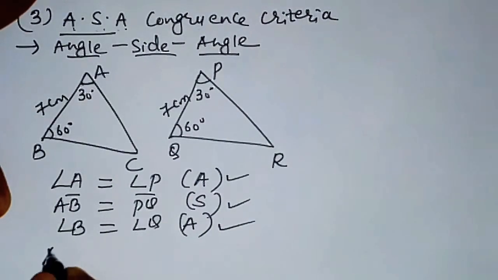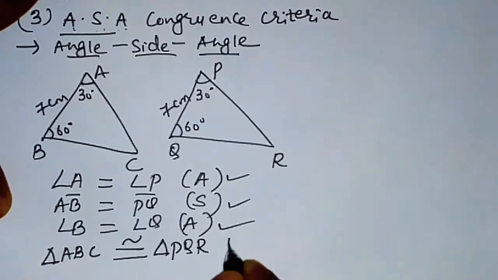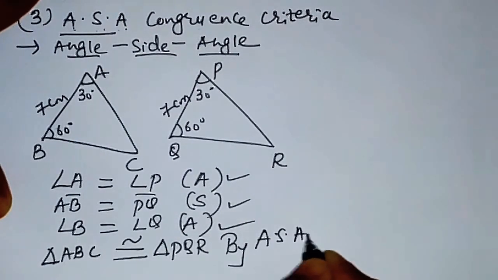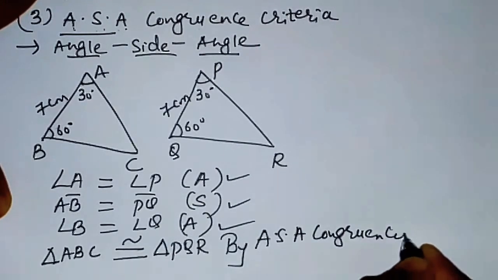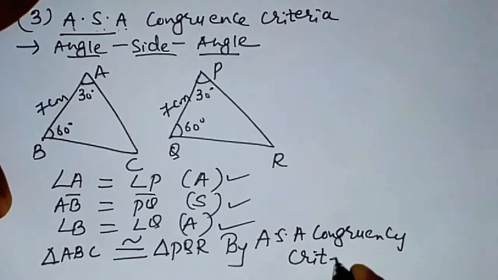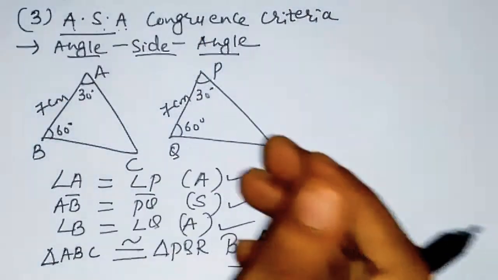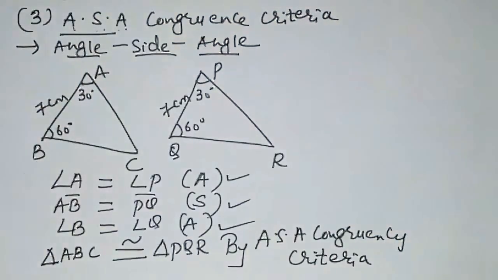So now you will write that triangle ABC is congruent to triangle PQR. By which criteria? By angle, side, angle congruency criteria. So in textbook exercises there are figures given to you and you have to find out which criteria it is showing. So you need to be very careful when you see the figure. So this was the third criteria.